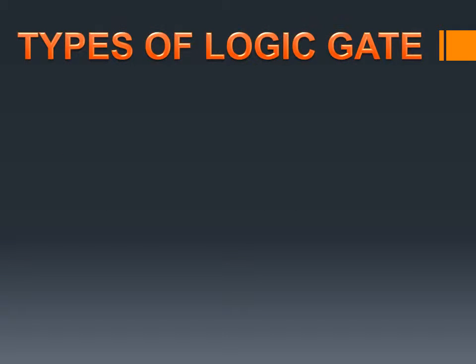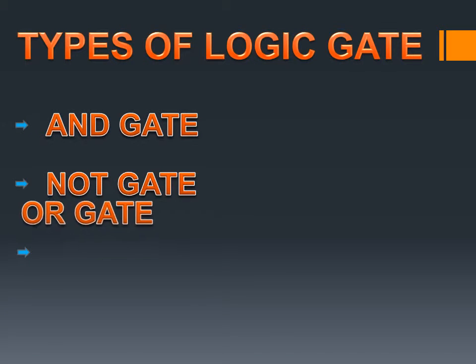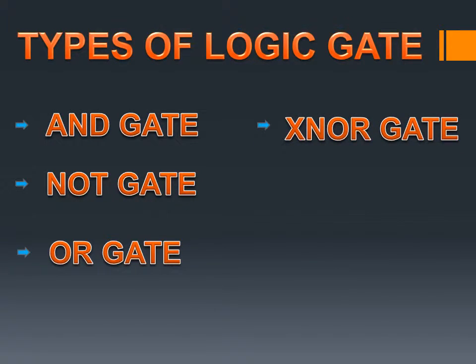But first, let's think about the types of logic gates. The first type of logic gate is the AND gate. The second is the NOT gate. The third is the OR gate. Now, let's come to the one we call the XNOR gate, also called the exclusive NOR gate. Wherever you see the X in front of any gate, you call it exclusive. So the XNOR is also called the exclusive NOR gate.